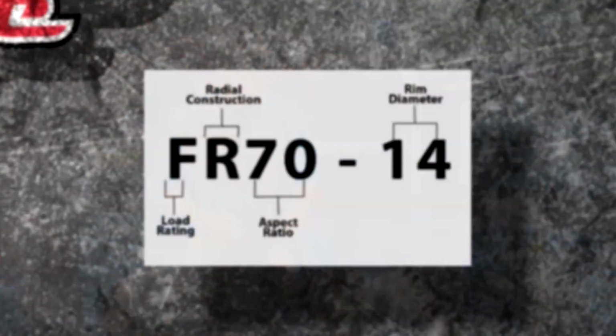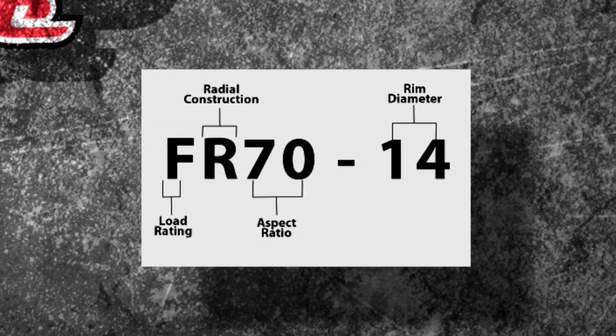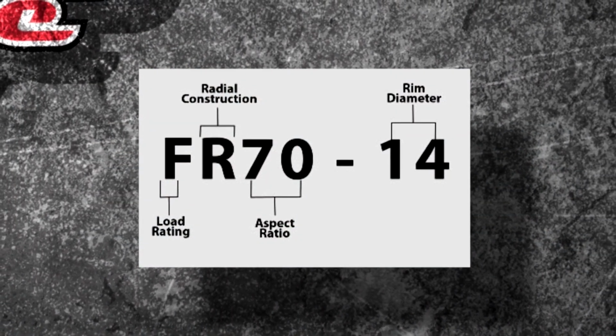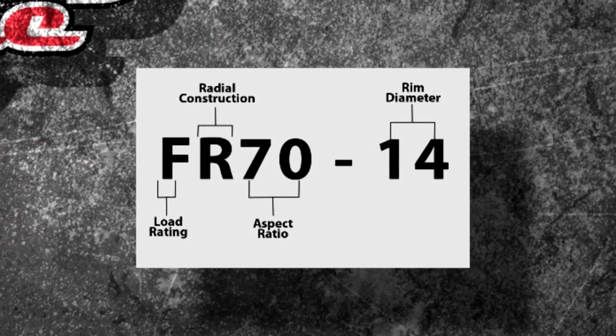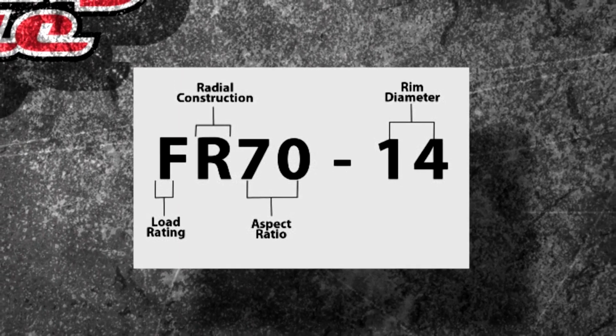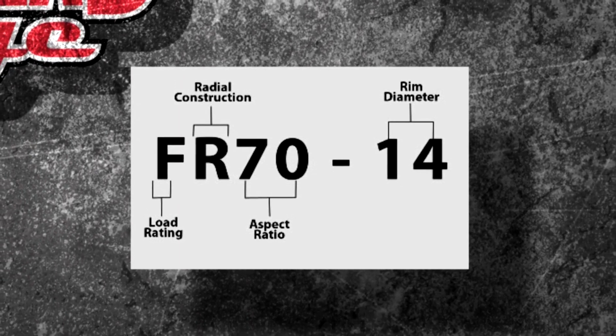Now, as far as reading those tires, the old alphanumeric system, you had FR 7014, your old trailer stuff like that. You can see the load rating. It was a radial, 70 is the aspect ratio, and then the rim diameter.